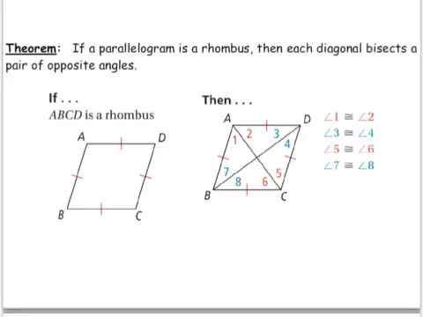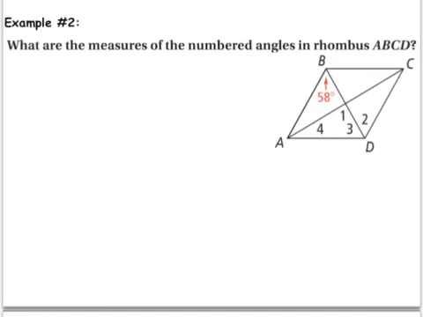Similar to the last theorem, the converse is also true. If you know the diagonals of the parallelogram bisect each other, then it must be a rhombus. Example 2. We want to find the measures of the numbered angles in the rhombus.